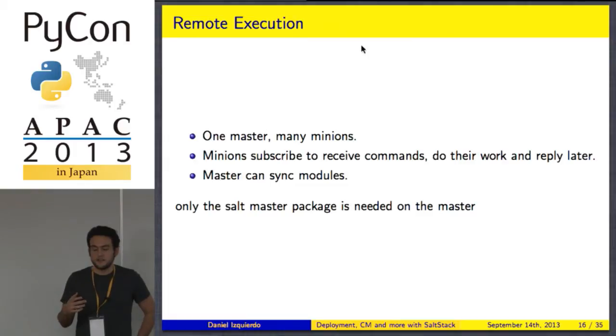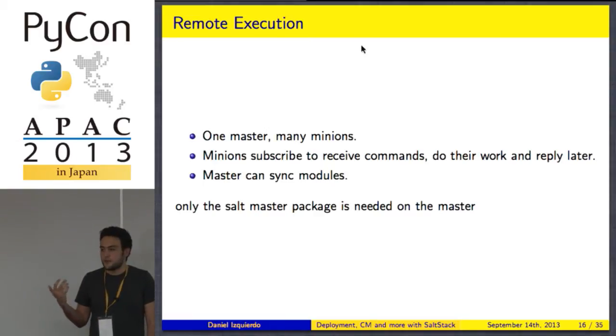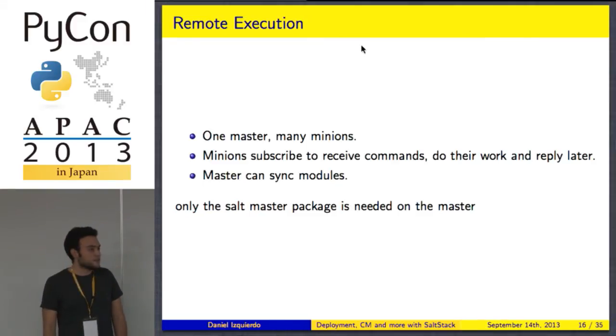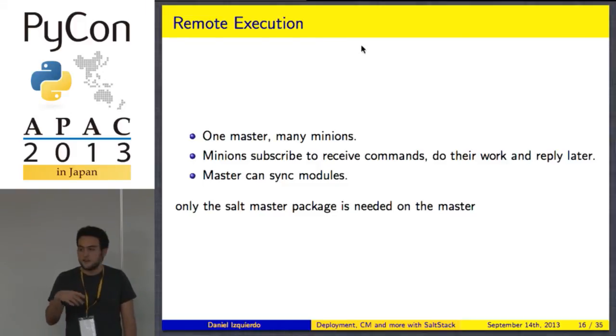Then Salt opens two ports. It uses 0MQ, and one port has a pub/sub socket, so all of the minions subscribe to it and listen for commands that the server requests to be performed, and then they do their work. Later, when this work is finished, they reply to a separate master port with the results. So the master gathers all of the results of all the machines and can display them to you.